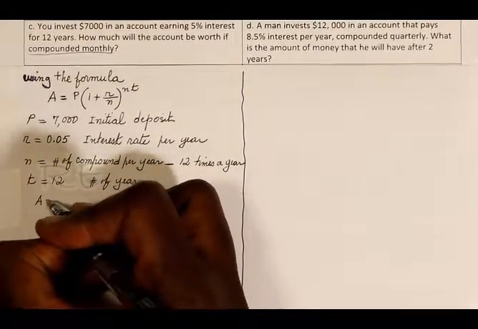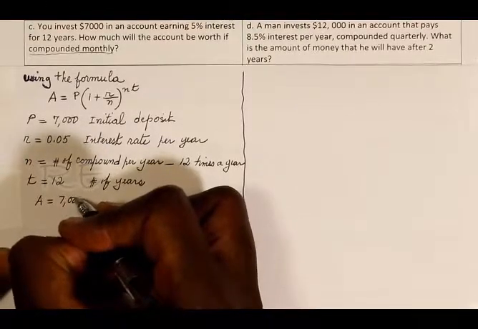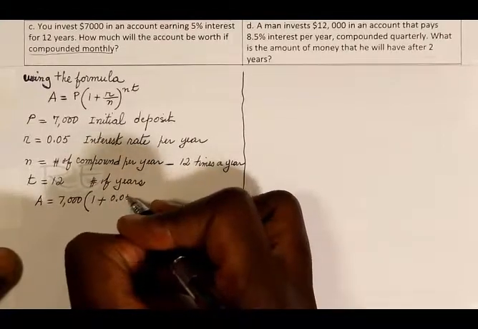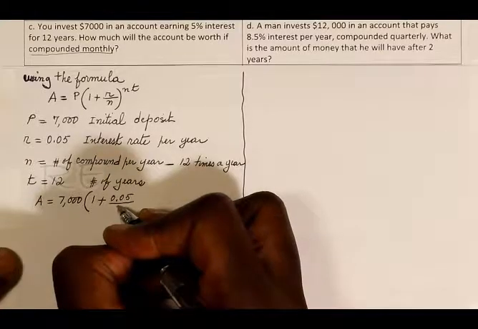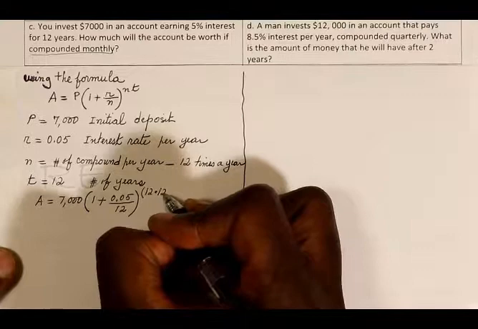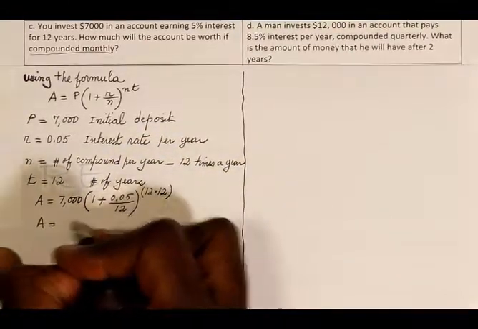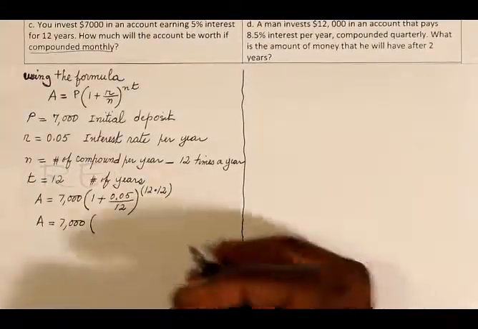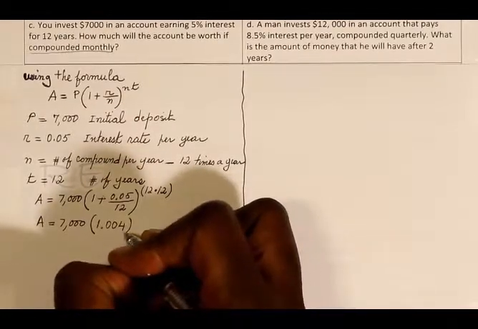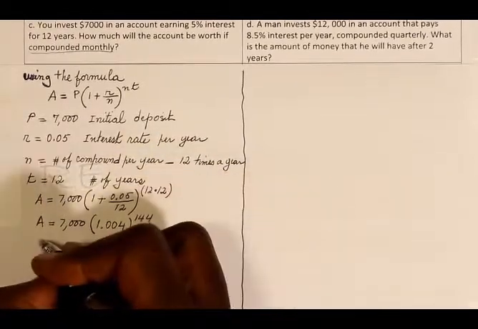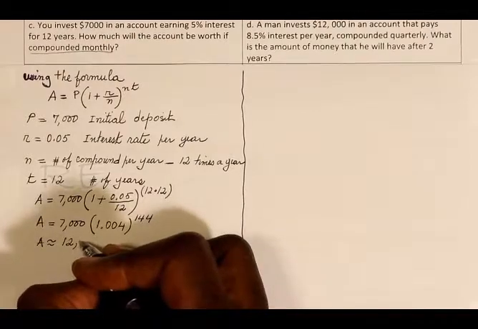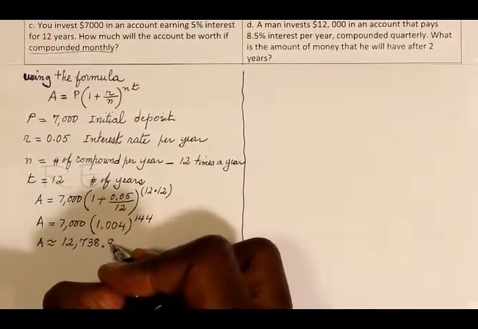So now all we have to do is substitute, use our calculators, and get our answer. 7,000 times, open parenthesis, 1 plus the interest rate, 0.05. Number of compounds is 12. And now the exponent will be n, 12, times t, the number of years, which is 12. $7,000 times 1.004. 12 times 12 is 144. Now, our answer is 12,738.94.